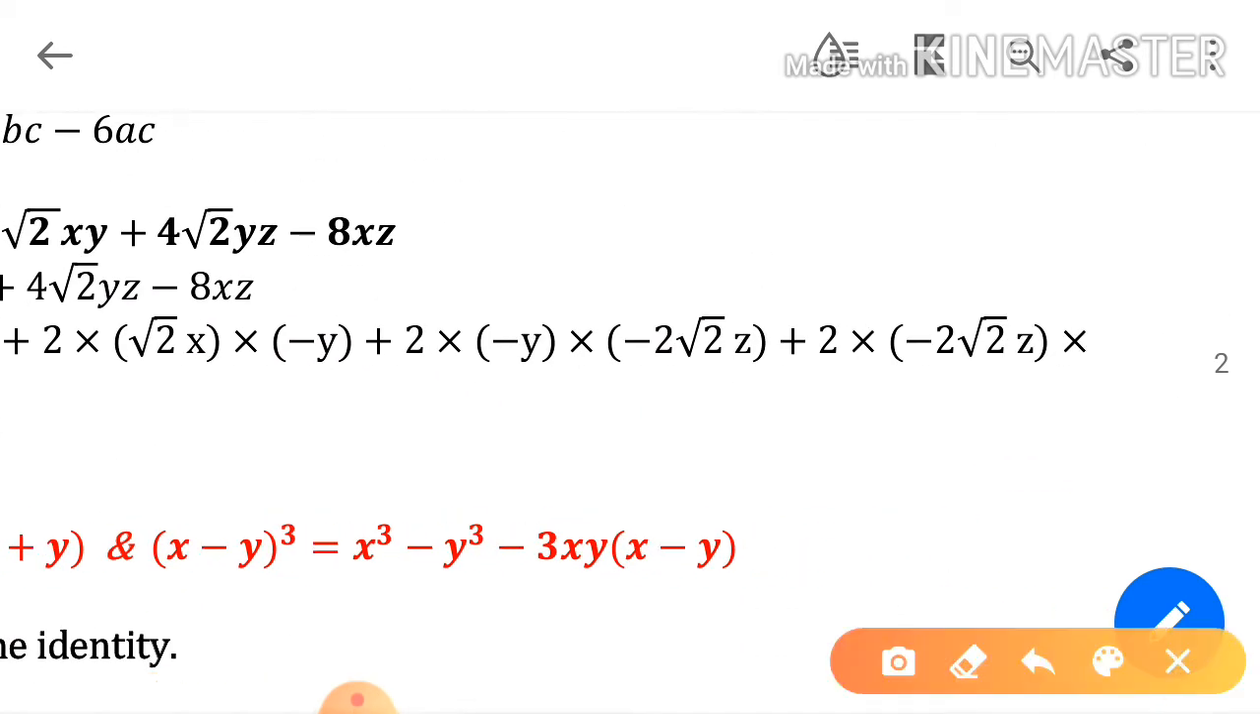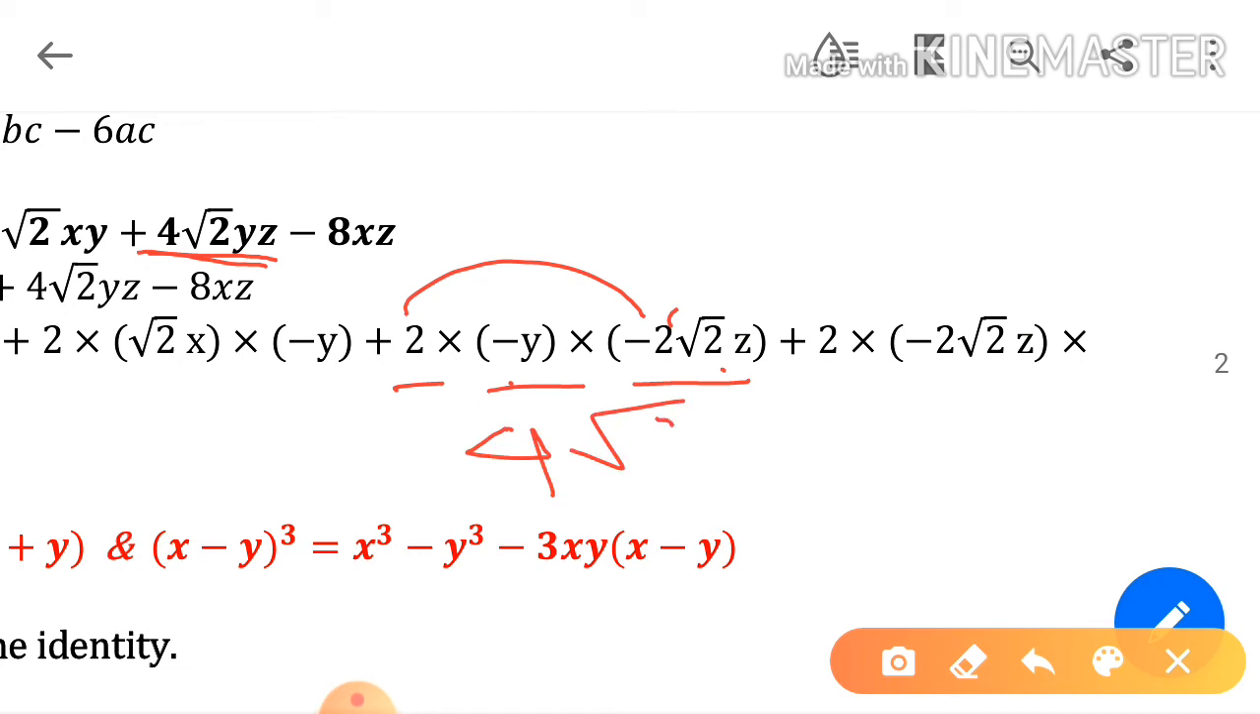now this term, 2 into minus y into minus z. Here also 4 root 2 yz is coming, since 2 into 2 is 4 and root 2, so 4 root 2, minus y into minus z is plus yz. So 4 root 2 yz comes out of there.